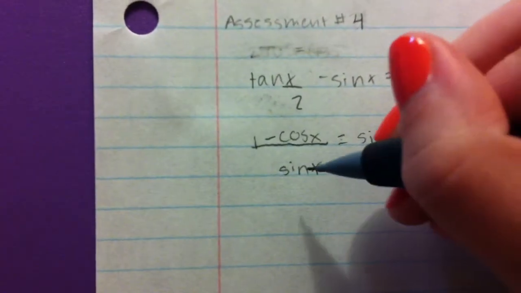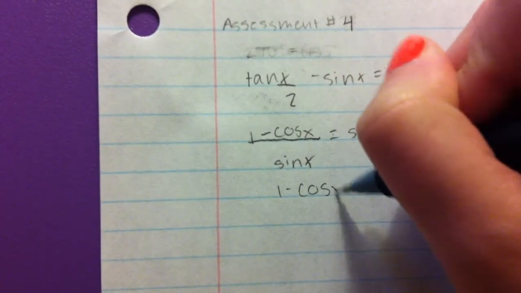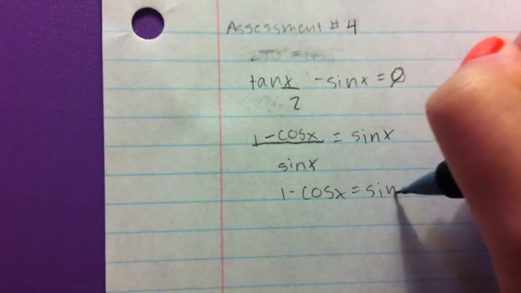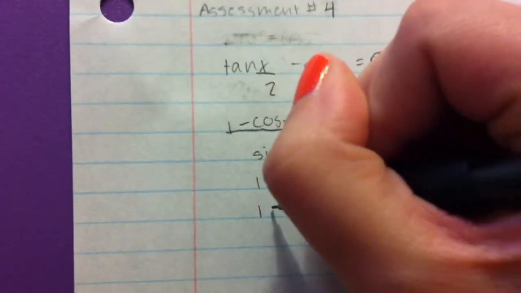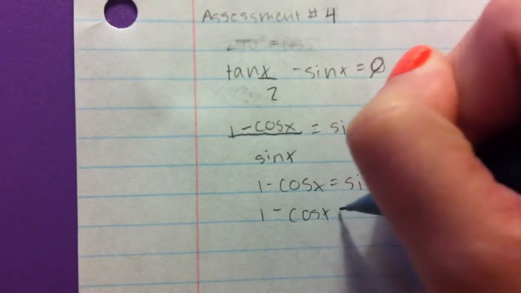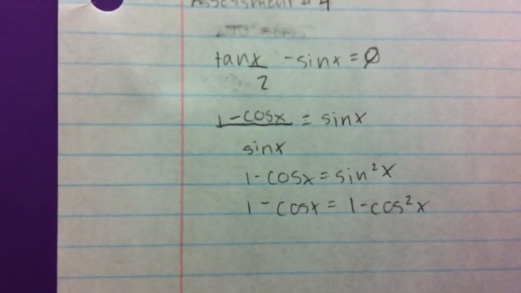From there, we can multiply both sides by sine of x to get rid of the denominator on this side. So we end up with 1 minus cosine x equals sine squared x. And sine squared x is actually an identity, so we have 1 minus cosine squared x.